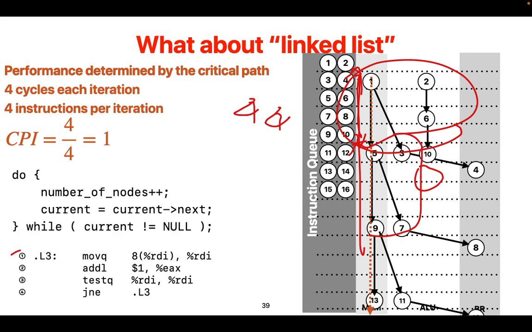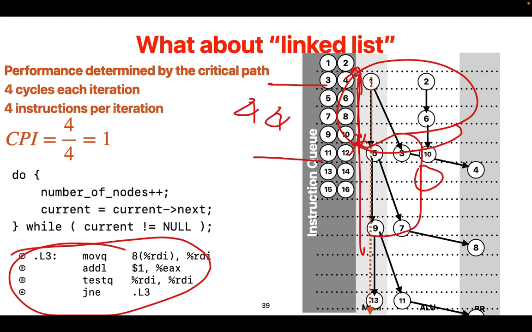So every iteration you have these 4 instructions, right? And every iteration starts 4 cycles after the other one, right? So 4 over 4 is 1. That's how you count the CPI.